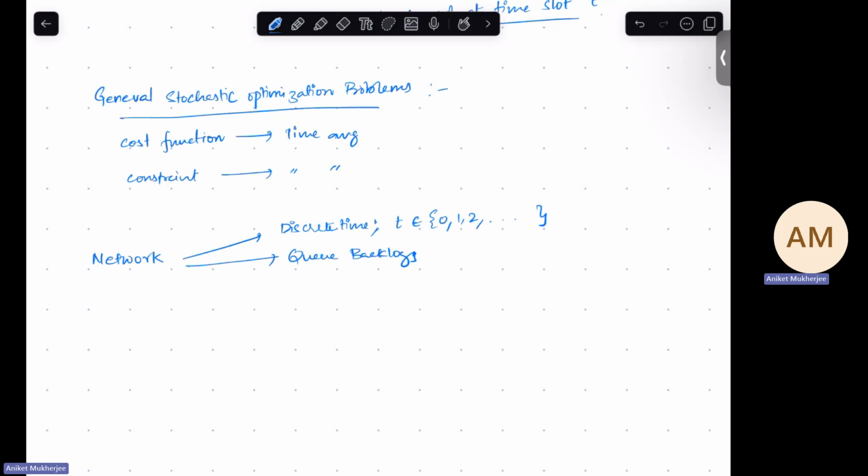The queue backlogs are written in vector form, capital Q(t). This is a vector of the queue lengths at time t for each of the queues present in the network. So we'll assume there are K queues present, where K is a non-negative integer.